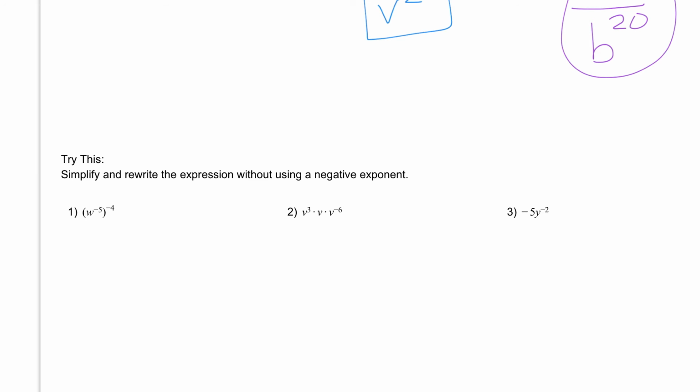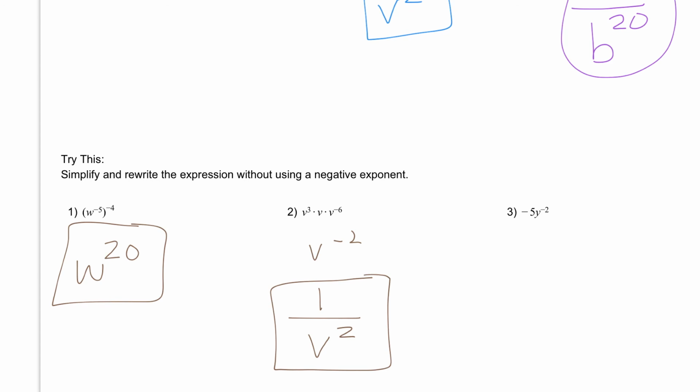If you did number 1 correctly, you should have gotten w to the 20th. It's a positive exponent, so no need to move it anywhere. In number 2, when you add up all your exponents, you get v to the negative 2, which then you have to move to the bottom to get 1 over v to the 2nd as your answer.